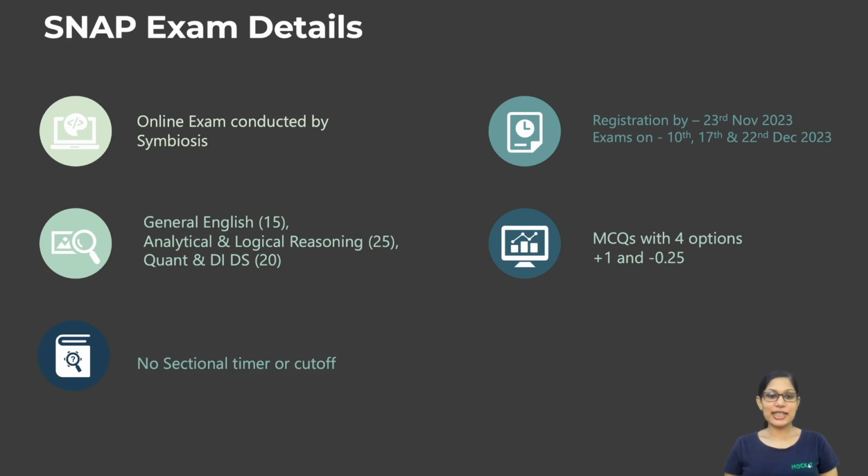And another good thing about SNAP is there's neither a sectional timer nor sectional cutoff. So since you don't have a sectional percentile and you only need to maximize your overall marks and therefore your overall percentile, you can actually go hard on whichever is your strong suit. So for me, for example, because verbal is something I am strong in, I'll definitely make sure that I'm tackling all the 15 general English questions. So similarly, you can take a call and make sure that you maximize the number of questions that you solve correctly. And you can skip in between all the sections and things like that because there's no sectional time.